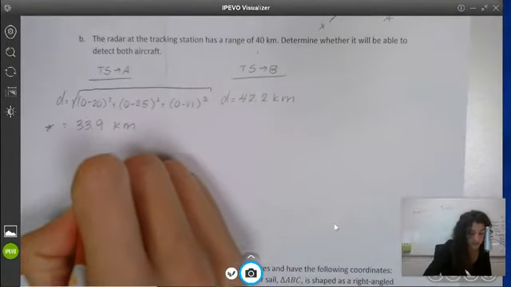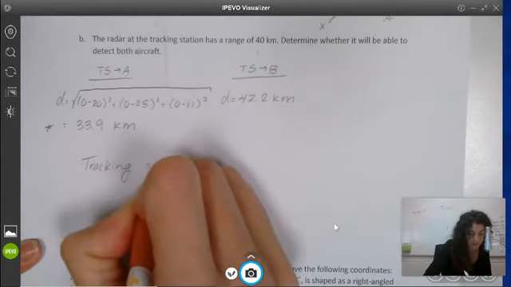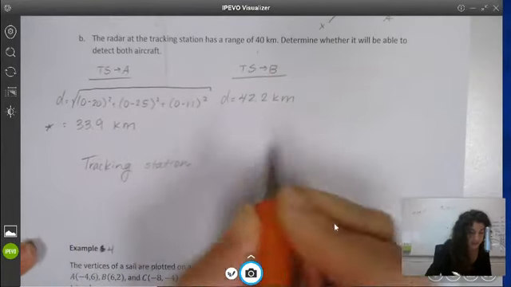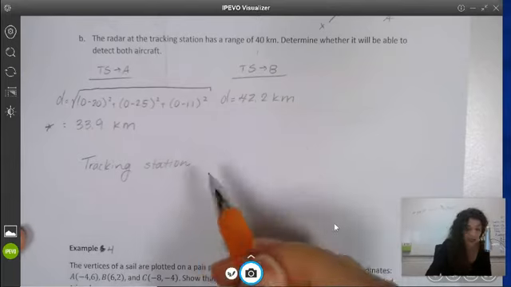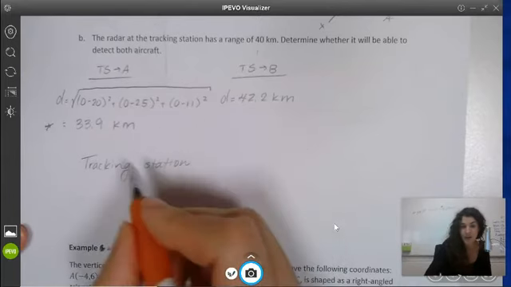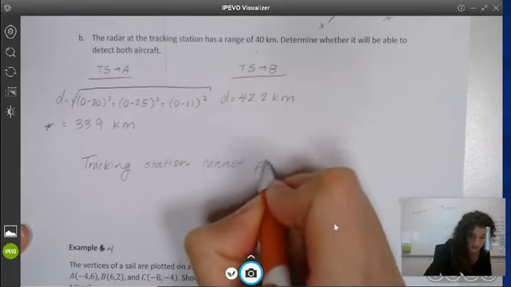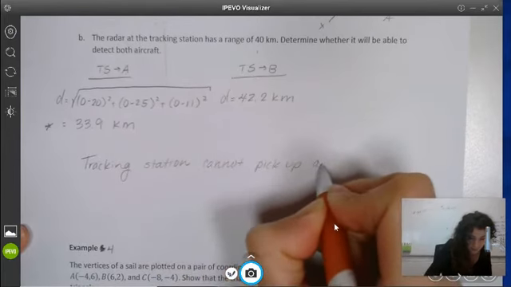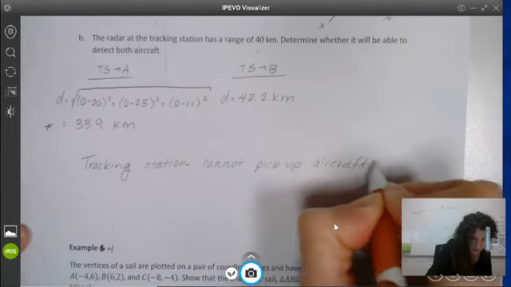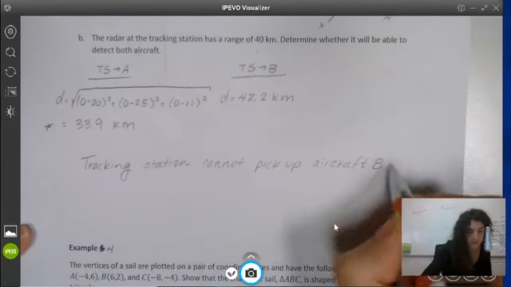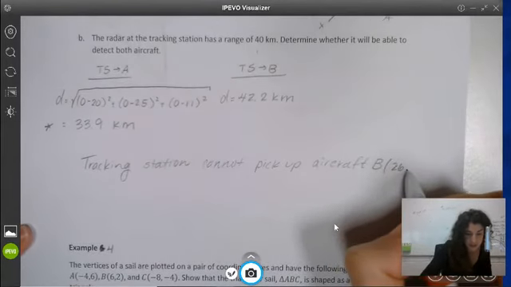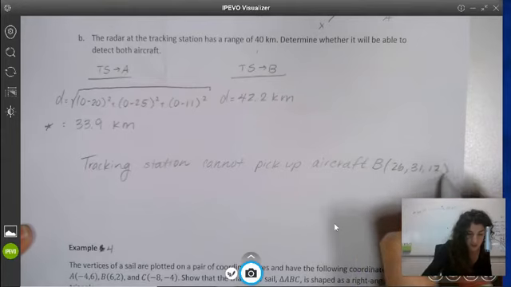So tracking station, you should be writing this down as well because the official question needs you to answer what the question was. Tracking station cannot pick up aircraft B, which I've labeled with the coordinates 26, 31, 12.